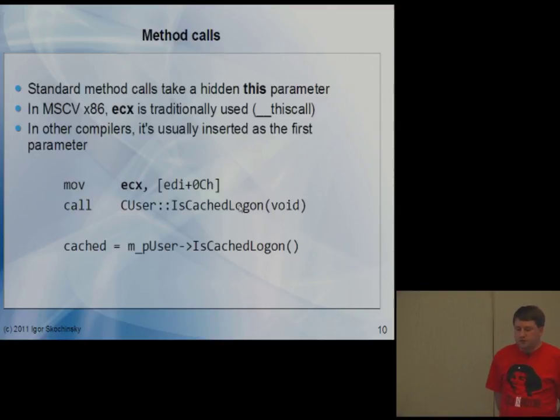In Microsoft Visual C, they have a separate calling convention called thiscall, in which the this pointer is put in the ECX register. In other compilers, it's usually just the first argument, stack argument or register argument, depending on the actual calling convention. So here's the typical method call. We load ECX from another pointer, and we call a method. So you see the method signature is void, but it actually takes a hidden this argument. And it could correspond to something like the line below. So we call a method of an object pointer.